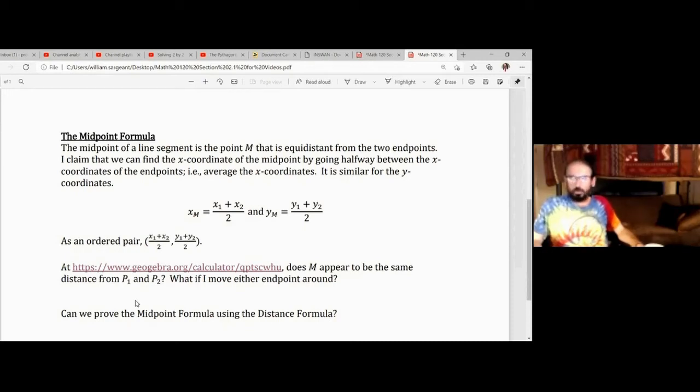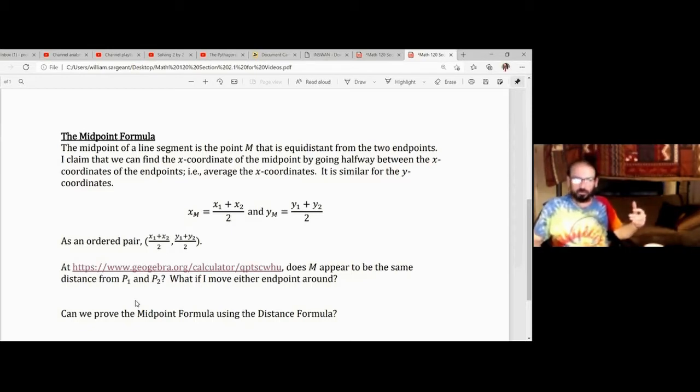Despite the fact that we just discussed the distance formula, and that the definition of the midpoint of a line segment connecting 2 points, 2 endpoints for that line segment, is that that midpoint M would be the same distance away from either endpoint. Well, we're not using the distance formula.